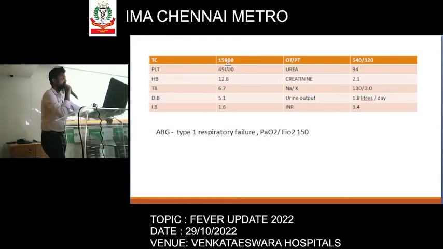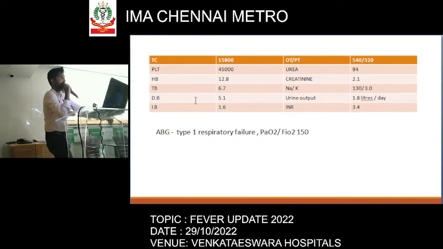The blood parameters: total count is 15,800, platelet is 45,000, which is on the lower end but not too low. Then total bilirubin is 6.7, direct bilirubin 5.0, with urea and creatinine of 94 and 2.1. There is an AKI also in this patient actually. Then sodium is 130 and potassium is 3.0.